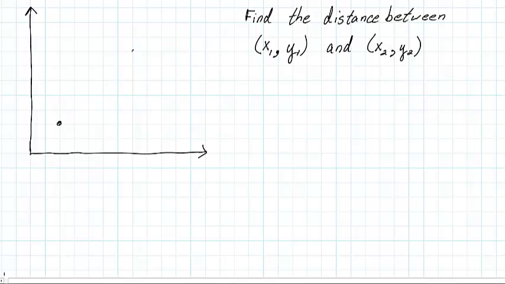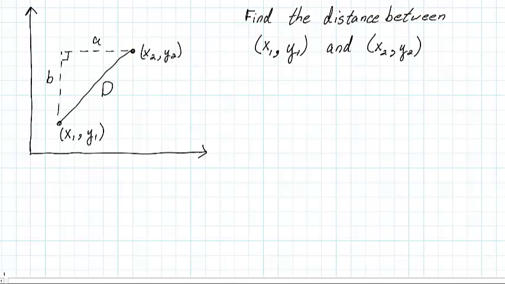I'm going to put them in the first quadrant, but they can really be anywhere. And we want to find the length of the line segment that connects them. So what I'm going to do is draw a horizontal and a vertical line to create a right triangle. And now I'll label one side A, one side B, and then the line segment I started with, D.